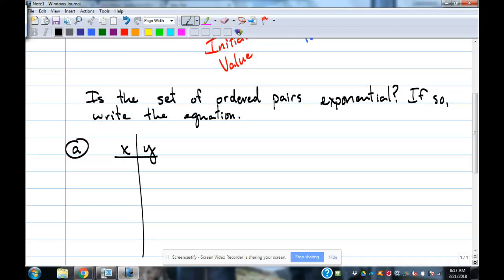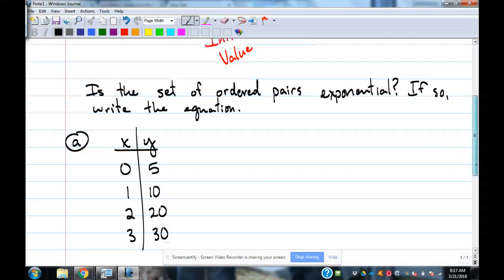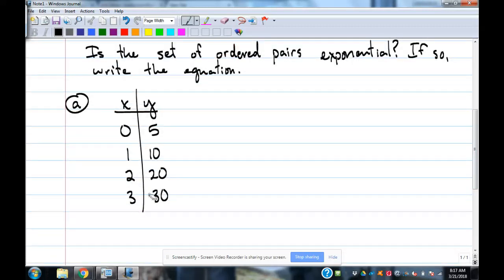So a set of ordered pairs, just X values and Y values. Not 30, 40, sorry. And then 4, 8. Now, a couple of different ways to do this. I'm going to show you maybe the faster way of doing this.